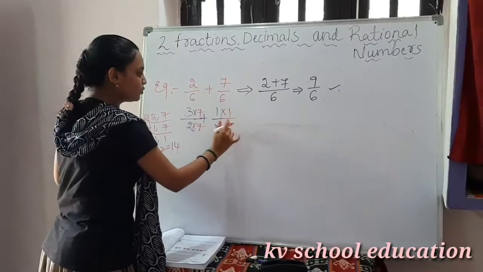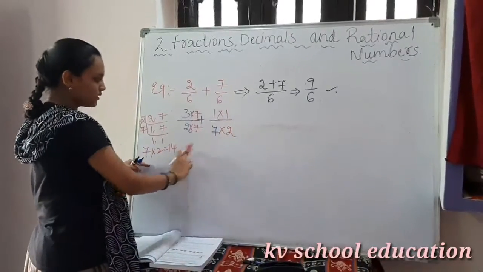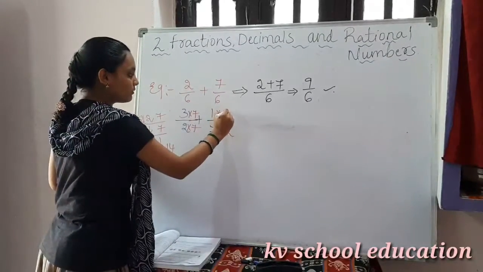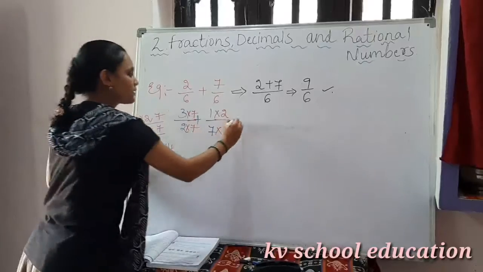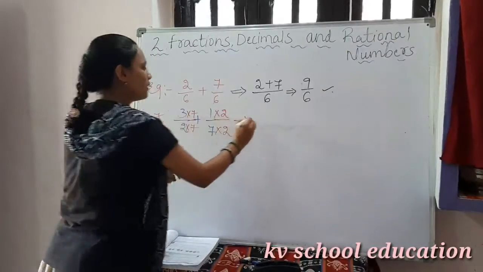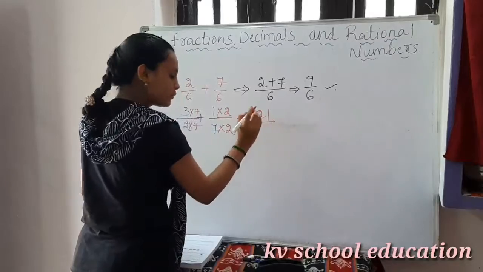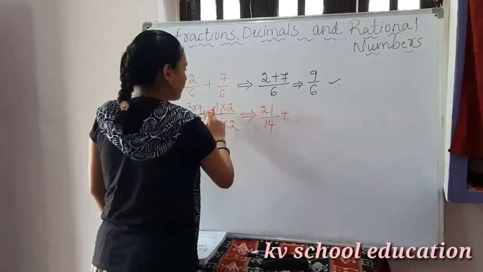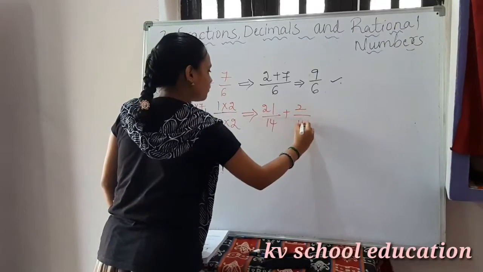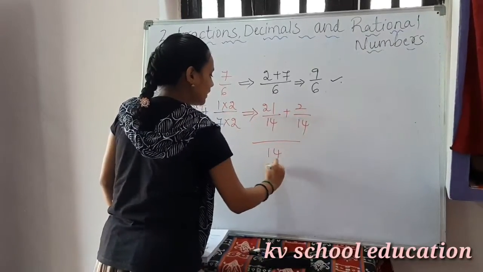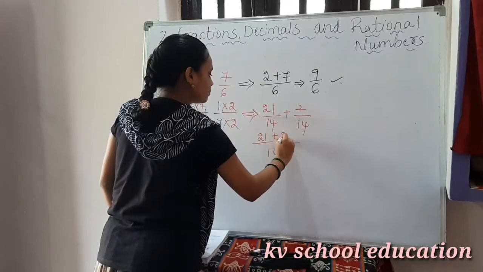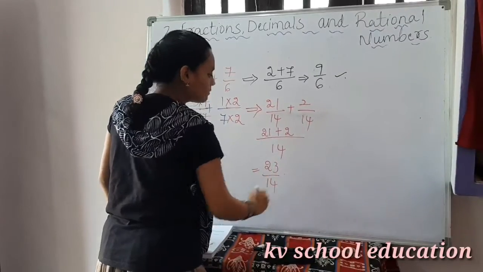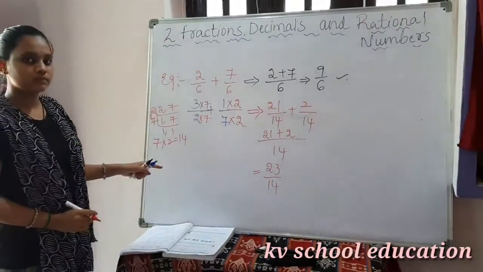Here, 7 twos are 14. So in the 7 table, 14 is possible at 2. Same, we should multiply the numerator. So the next step is 3 sevens are 21, or 7 threes are 21, and 2 sevens are 14, plus 1 twos are 2, and 7 twos are 14. The whole is 14, and 21 plus 2 is 23 by 14. This is the method of addition of fraction.